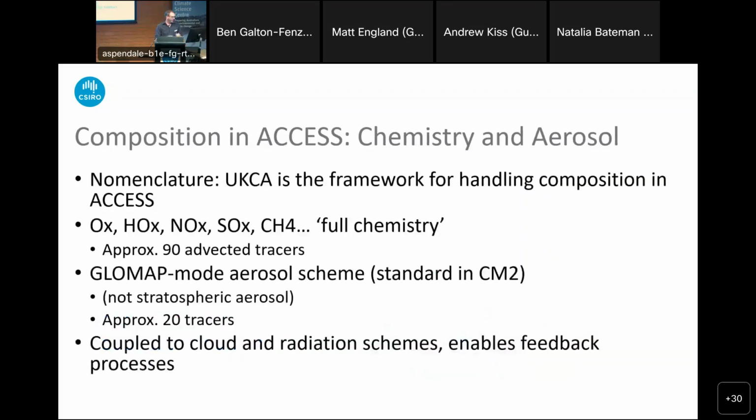Excuse me. It's worth pointing out that both the chemistry and the aerosol are coupled to, well, the chemistry isn't coupled to the cloud, but there are couplings to the cloud and radiation scheme. So the first and second direct effects and the indirect effects. Sorry, the other way around. And I haven't written on there, but they also affect large-scale rainfall. So there is a coded connection between aerosol, clouds, radiation, precipitation that's represented in the model, and that enables feedback processes.